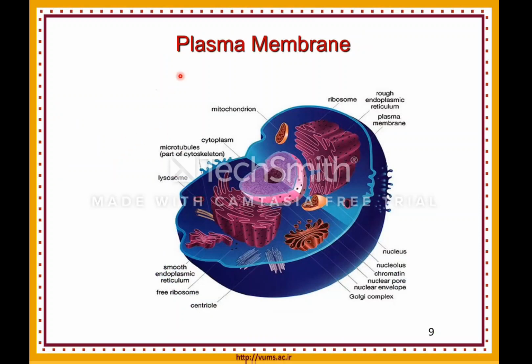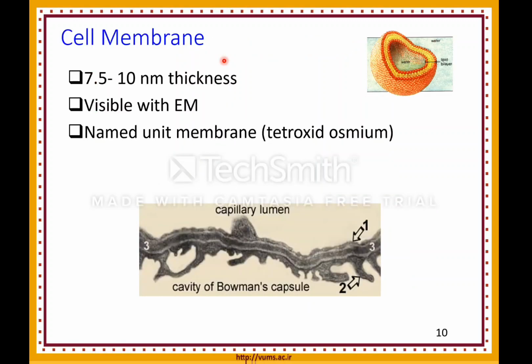The cell membrane, also named the plasma membrane or plasmalemma, includes two layers of phospholipid. When we do osmium tetroxide staining, under the electron microscope we can see the phospholipid bilayer as two dark and one white layer, which on osmium tetroxide staining is named the unit membrane. The cell membrane is visible with the electron microscope.